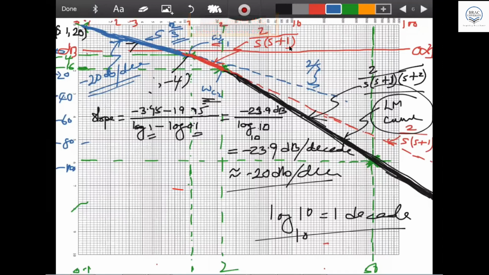if you go for the red curve, then another 20 dB is coming from S plus 1. This is another pole. Poles are giving negative 20 dB per decade, each of the poles. And each of the zeros is giving positive 20 dB per decade. Remember this. If there is a zero there, it will give you plus 20 dB per decade.